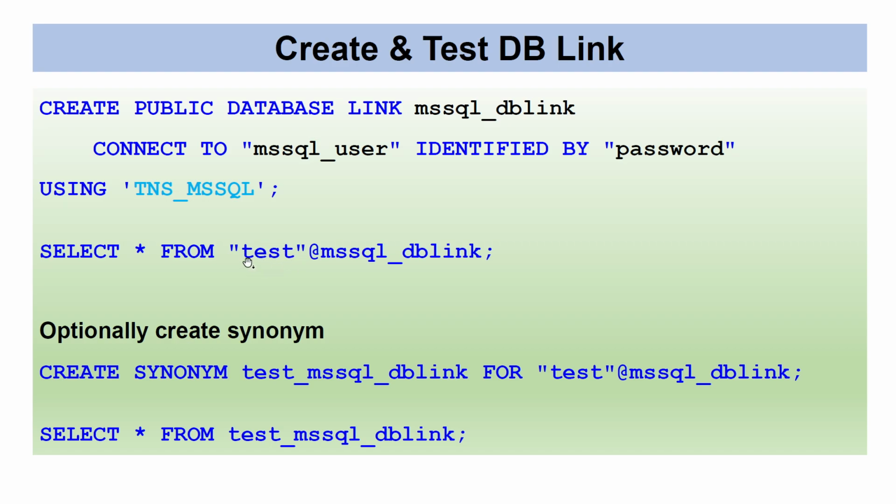So this test table is present in the SQL Server database. You are accessing it over the DB link, and when you run this query, it is going to connect to the SQL Server database and is going to pull the data. Now, every time you want to retrieve the data from a DB link, you have to use @ and if you don't like that, you can create a synonym which is pointing to this particular DB link, and then when you select from that synonym, you are actually querying the underlying base table.